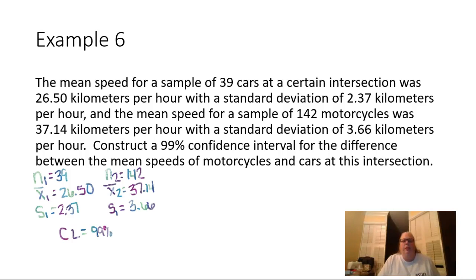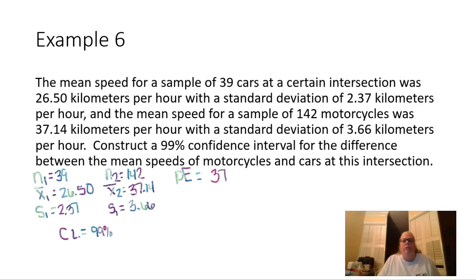First thing we want is our point estimate. 142 minus 39 gives me 103. No, I just did the sample sizes. I did not do the means. I'm sorry. Let's start over. All right, the point estimate is going to be our means subtracted.